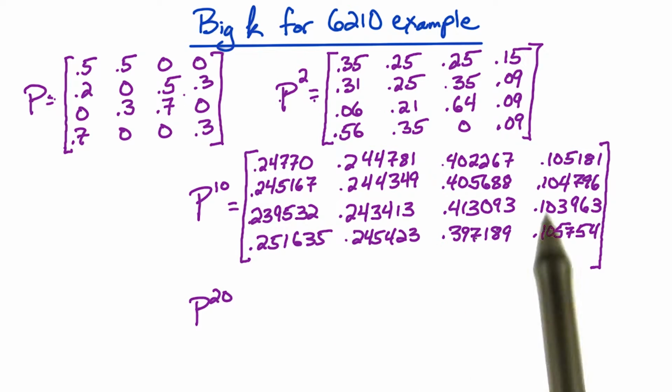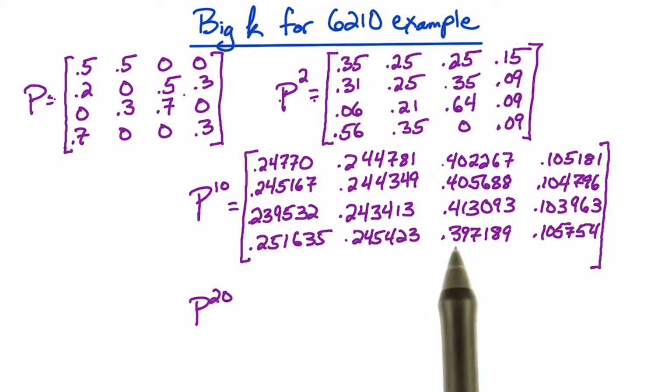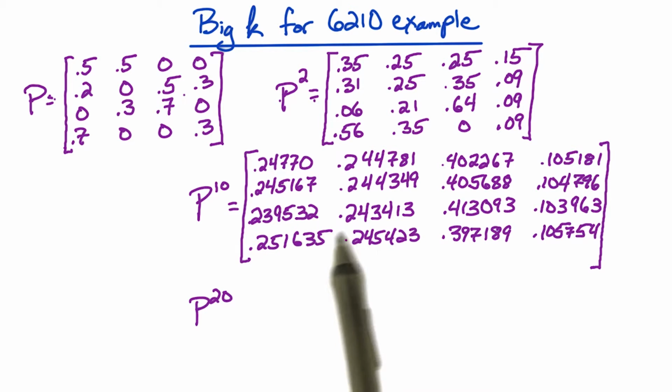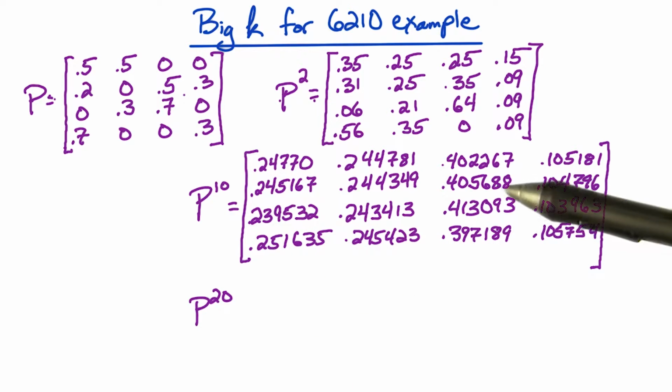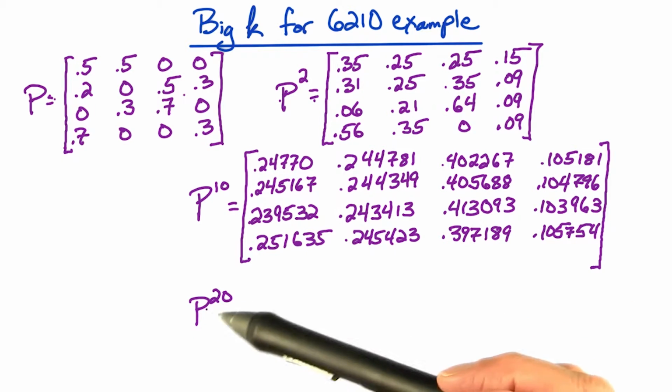Now the exact numbers in this matrix aren't important, but what's important is this interesting property that seems to be coming up. All the rows seem to be converging to the same value. Now there's still a little bit of variation, look, in this third column. Let's see what happens for P to the 20th.